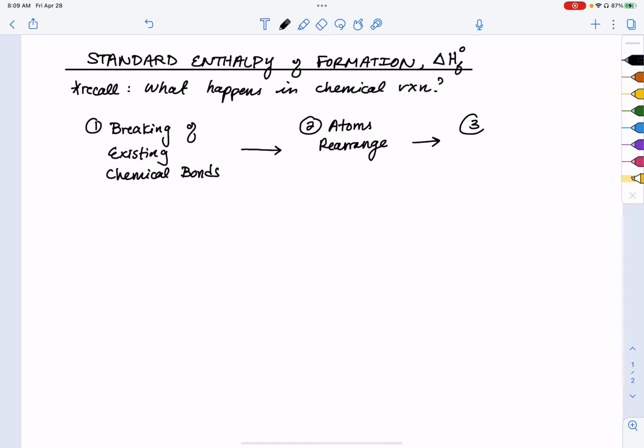And then lastly, new bonds are formed between our rearranged atoms.